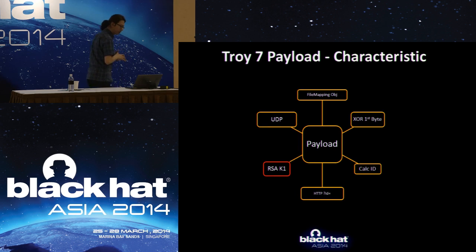Here, Troy case 7 payload characteristics. File mapping object. The string encryption is using XOR with the first byte. Calculate the ID, the same as other Troy cases, HTTP protocol and UDP protocol, and using RSA key 1. You can remember key 1. It's just like a tag, key 1.